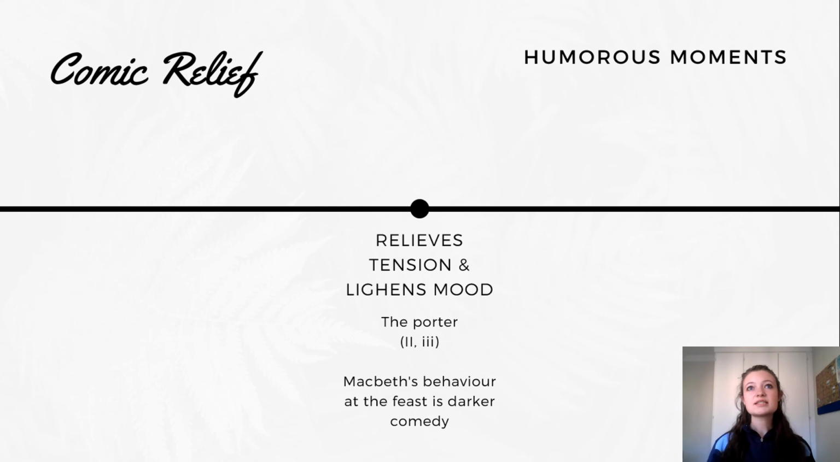In the tragedy, it doesn't seem like we should have comic relief, but we do. These are humorous moments that relieve the tension and lighten the mood, and so the porter in Act 2 is a really wonderful example of comic relief, as well as Macbeth's behavior at the feast, although it is darker comedy.